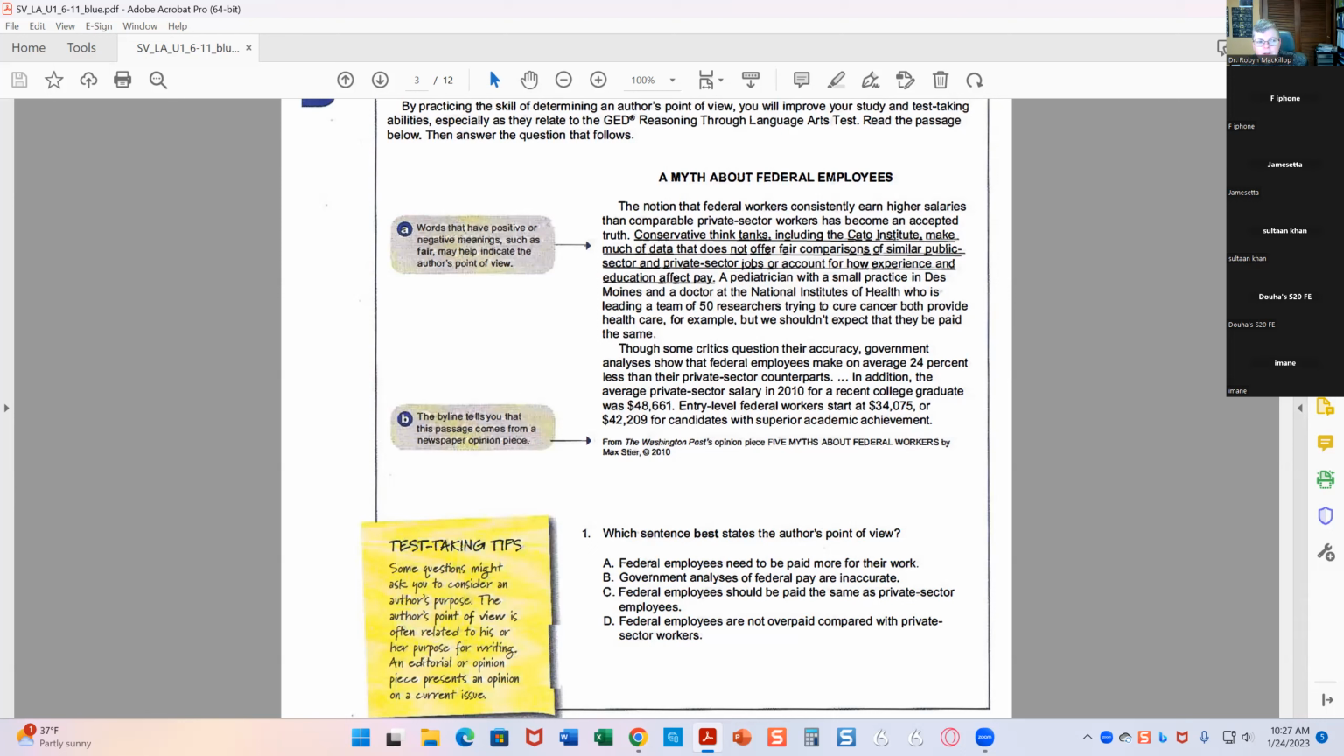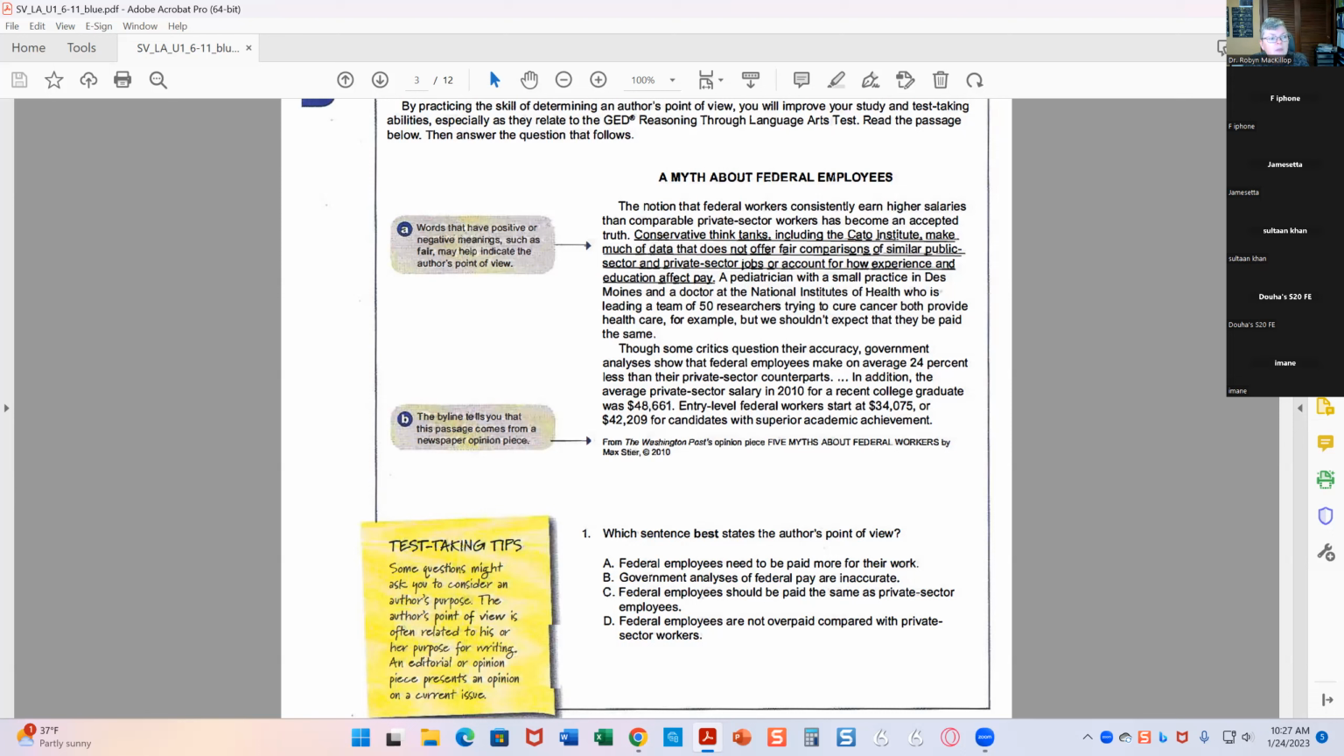All right, a myth about federal employees. And this is just a single sentence. We're looking for the author's point of view. And point of view is kind of, it's the perspective of the author. Is the author for something, against something? What are they trying to relay to you? So you're looking at what the author is thinking.